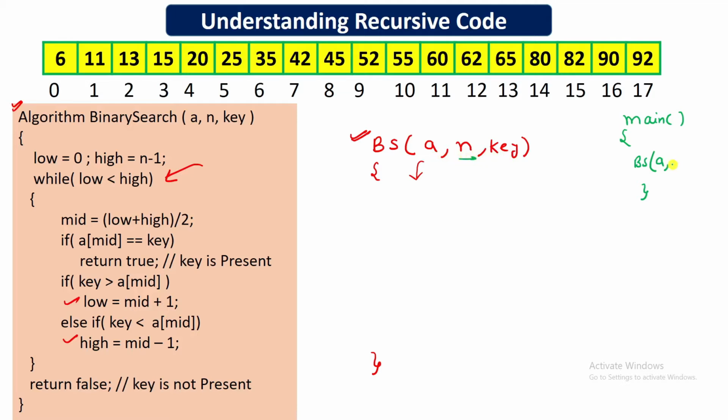So basically from the main function, I will initially pass the low value as 0 and the high value as n minus 1. For this code, n is 18, so your n minus 1 will be 17, and the fourth parameter will be key. Similarly, here we have to change this. So now I have received the low value as 0 and the high value as 17, right? And now again I will find the midpoint.